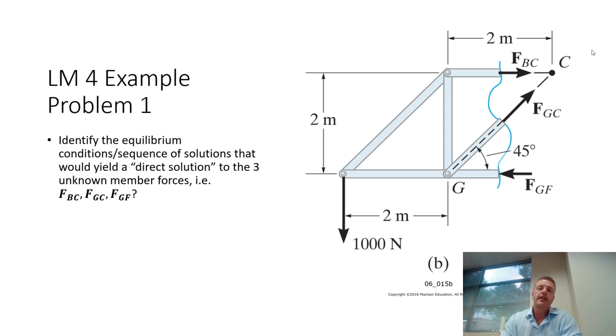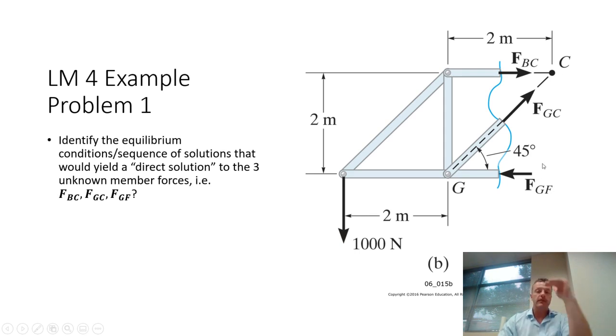It's totally translational. So if I enforce that the sum of all moments about point C must be equal to 0, that will directly give me a way to find FGF. Next, if I enforce the fact that the sum of all forces in the vertical direction must be 0, what would that allow me to isolate? Well, notice that the only member that has the ability to counterbalance this 1,000 Newton force down is the y component of FGC. So after enforcing the sum of all moments about point C equals 0, I'm able to solve for FGF.